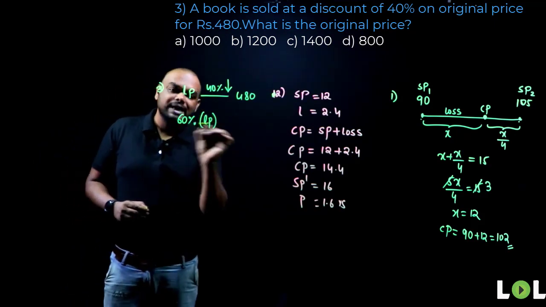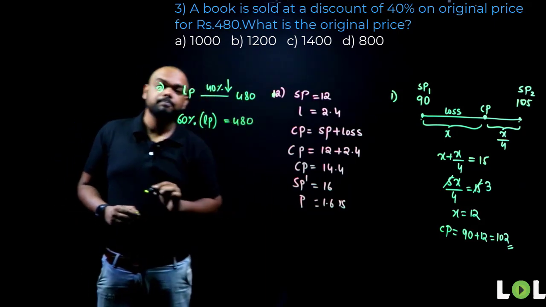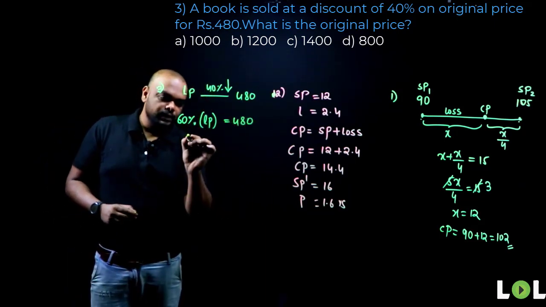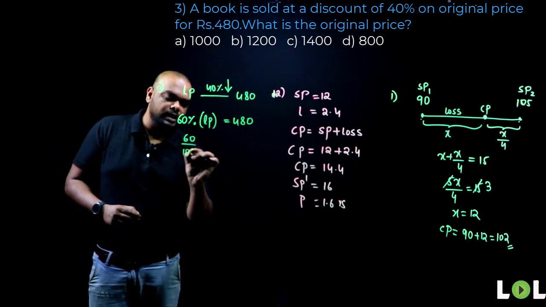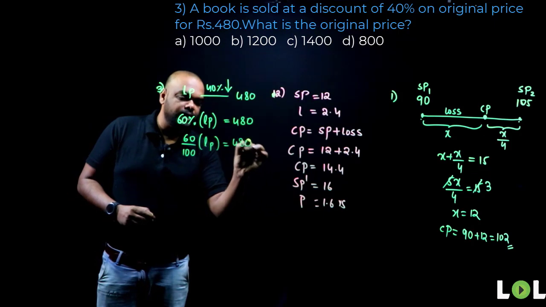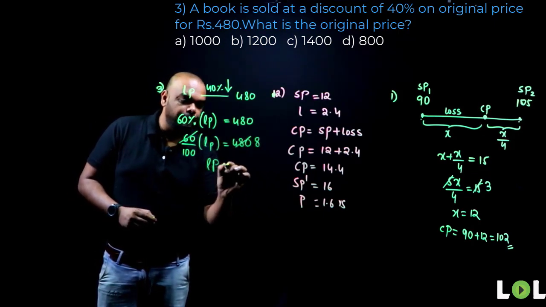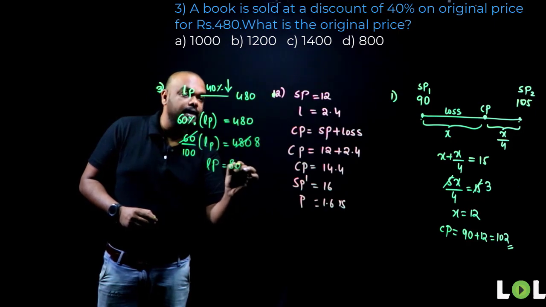Now, we sold at this price. According to the question, this is equal to 480. What do we get here? This is 60 by 100, or you can write it as even 3 by 5 also. LP is equal to 480. 60 into 1, 60 into 8. What is LP? LP is equal to 100 into 8, 800.